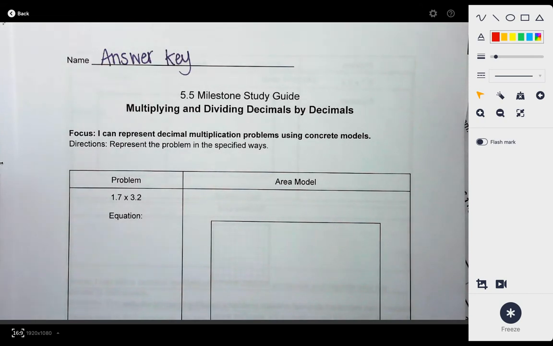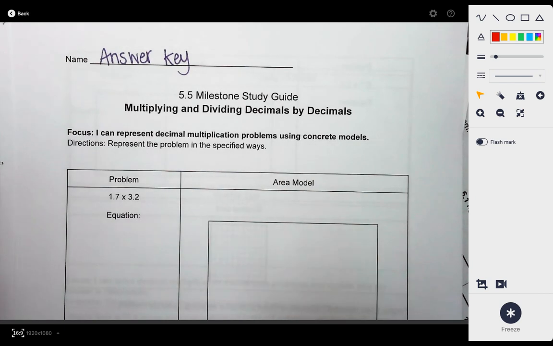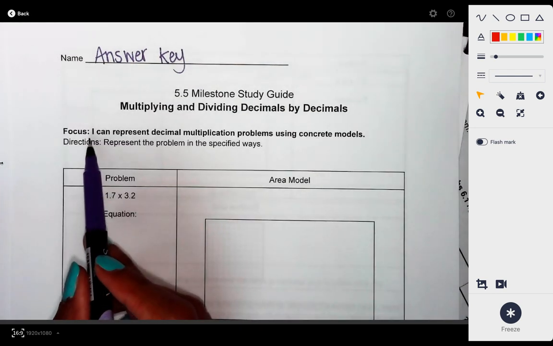For this video, I'm going to be walking through the questions on the study guide. This is for you to use to either reference if your child is stuck on a problem or just to check their work. You should be able to fast forward or rewind or whatever you need to do. So let's get started.